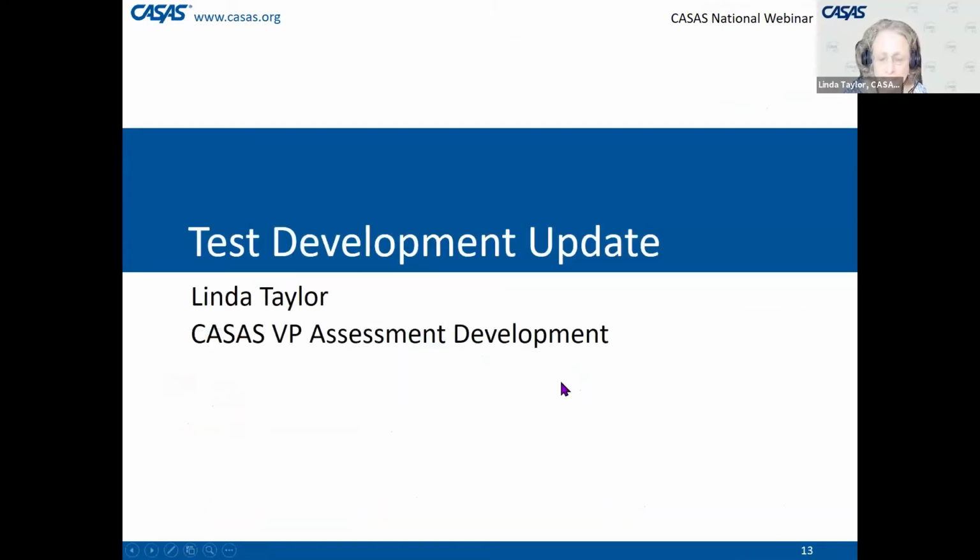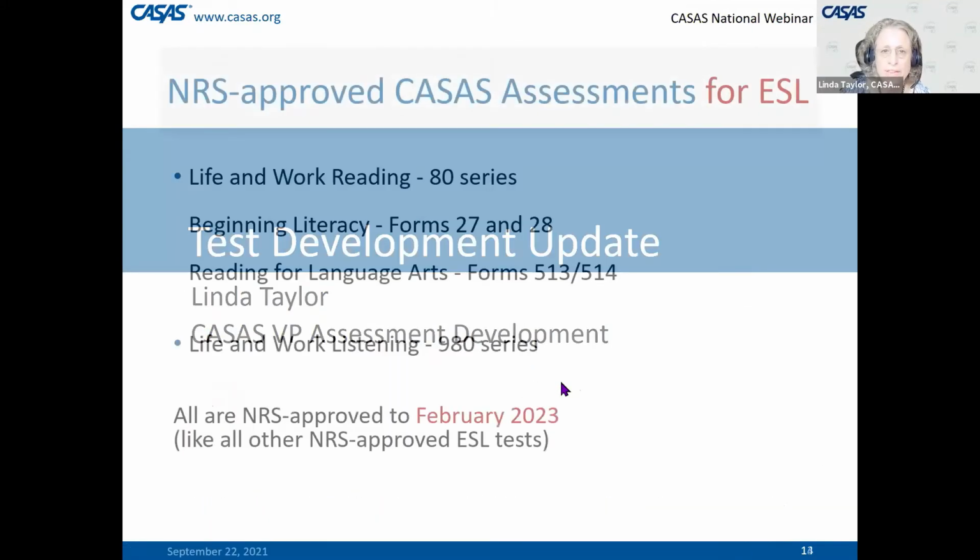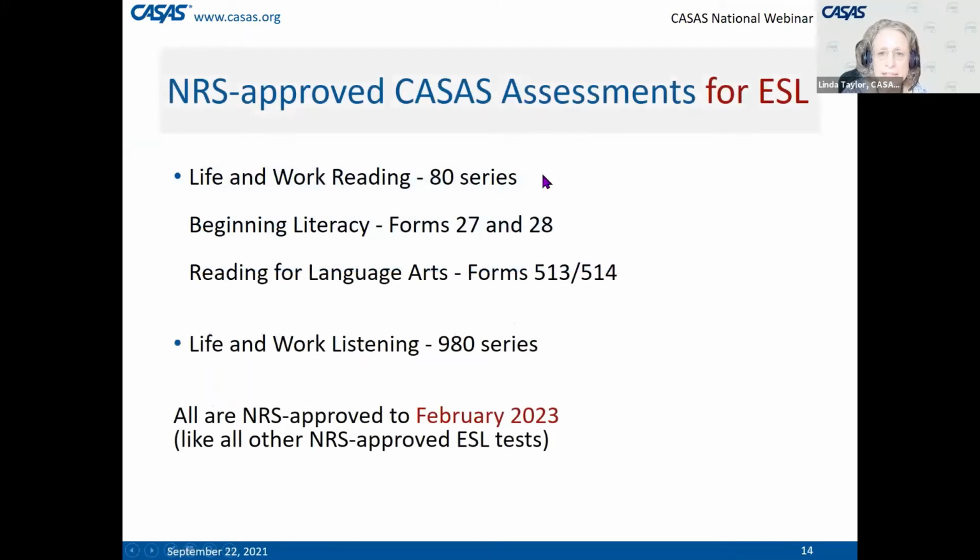Right now, we're going to get into reviewing the NRS approved CASAS tests, starting with ESL. Hopefully this is very familiar to all of you, but just to be sure, we have the Life and Work Reading 80 series, which essentially includes the beginning literacy forms 27 and 28. We also have the Reading for Language Arts forms 5, 13, and 14, though not all states have that on their menu, so you'd have to check to see if you're able to use that.